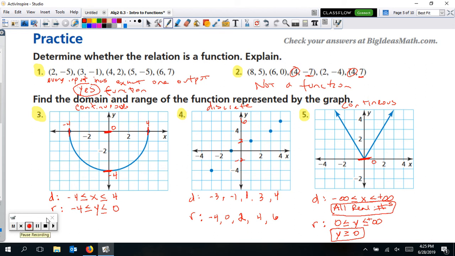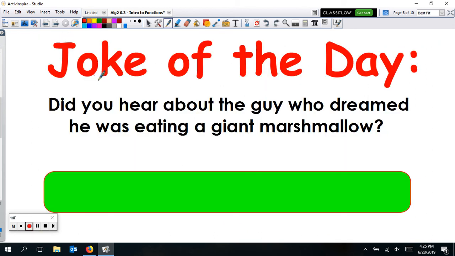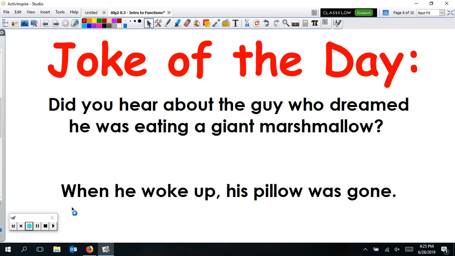Before we do that, let's do our joke of the day. Here we go. Did you hear about the guy who dreamed he was eating a giant marshmallow? When he woke up, his pillow was gone. Wonder what happened.